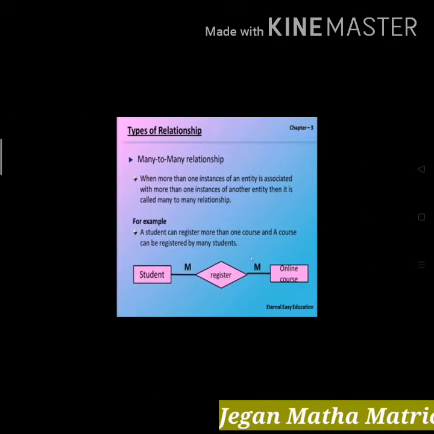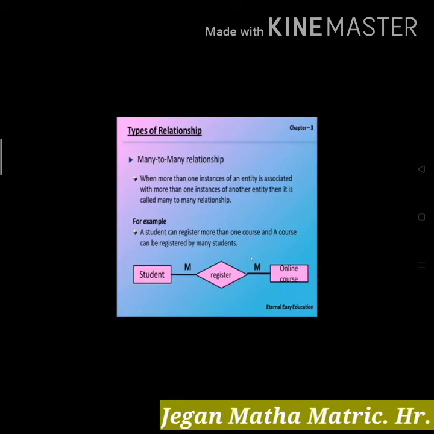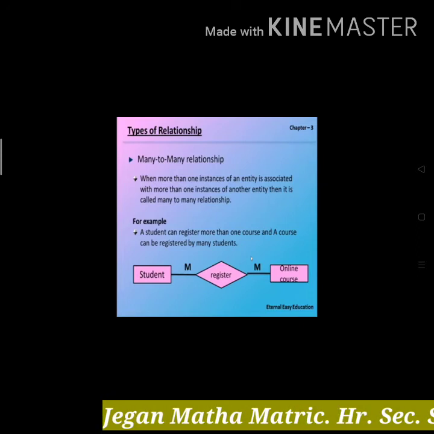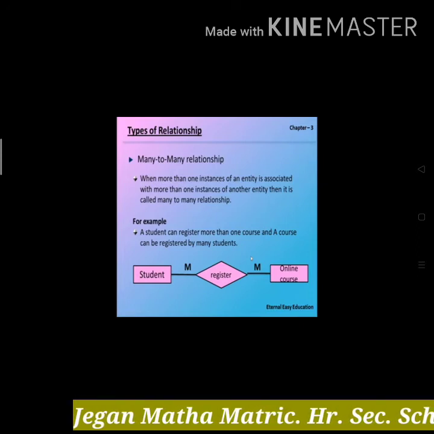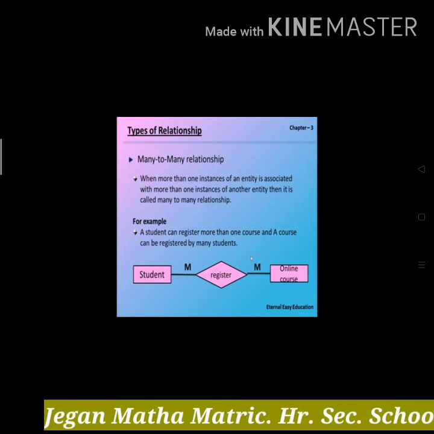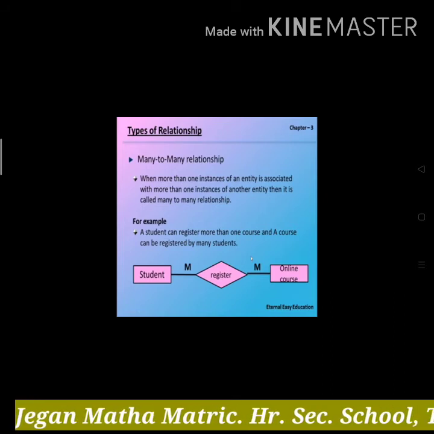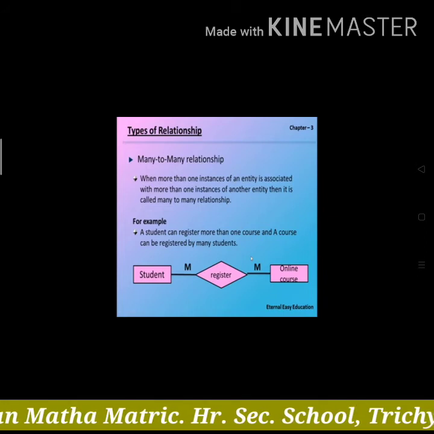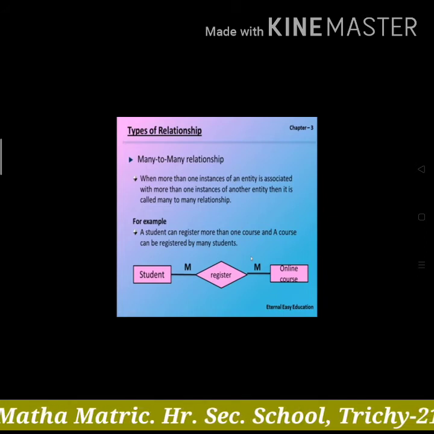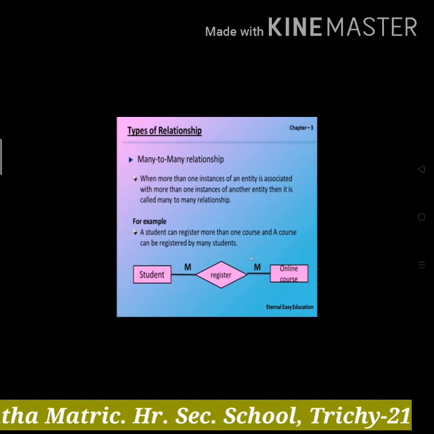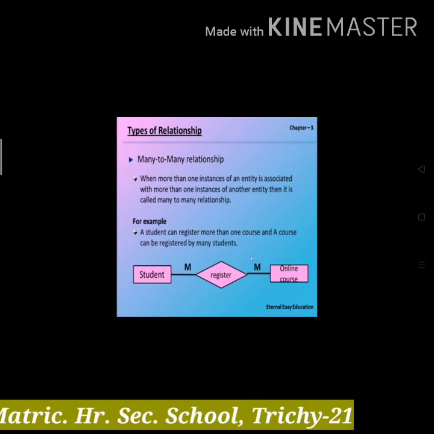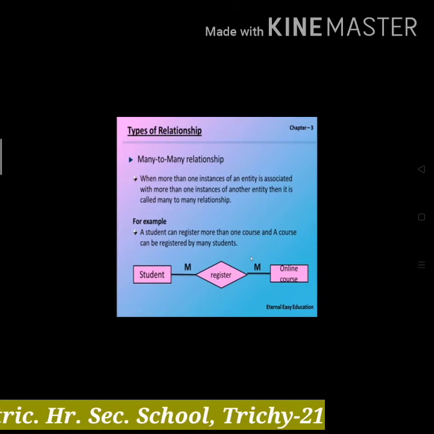The next one is many-to-many relationship. Here, when more than one instance of an entity is associated with more than one instance of another entity, it is called a many-to-many relationship. For example, a student can register for more than one course, and a course can be registered by many students. Here, students register for online courses. This is the example for many-to-many relationship.